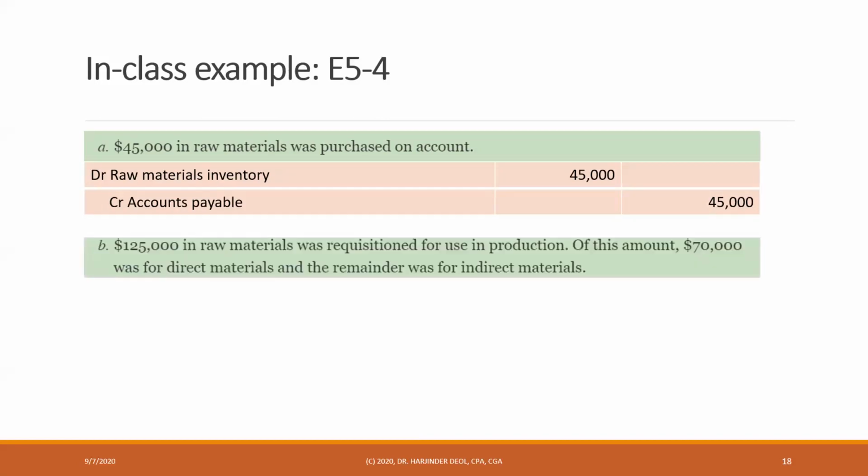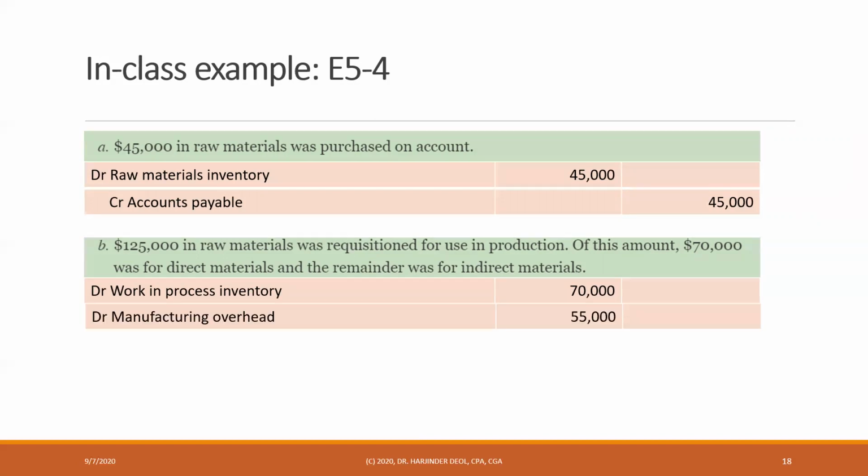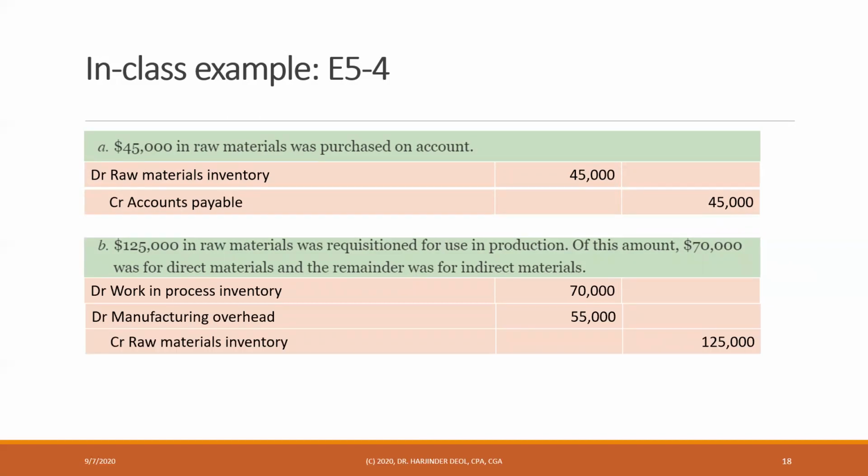The second transaction, $125,000 in raw materials was requisitioned for production. Of this amount, $70,000 was for direct materials, and the remainder was for indirect materials. So out of $125,000, $70,000 was for direct materials. So direct materials costs, we will debit work in process inventory. The difference, $55,000, we will debit manufacturing overhead because that relates to indirect materials. And the total amount of $125,000 credit raw materials inventory.